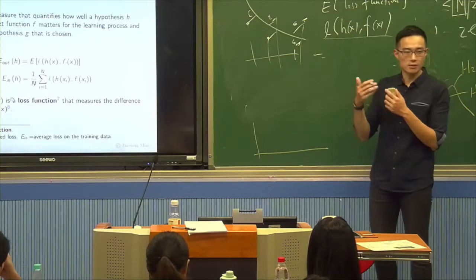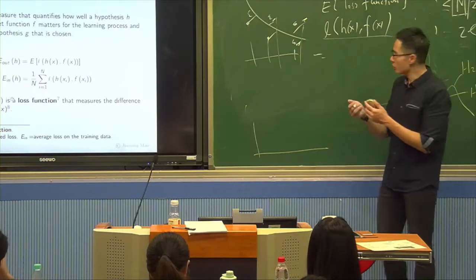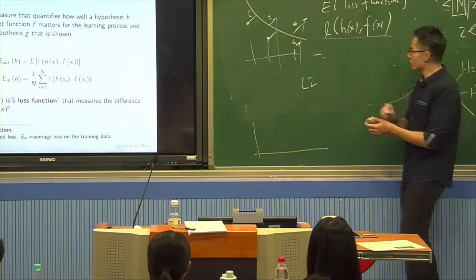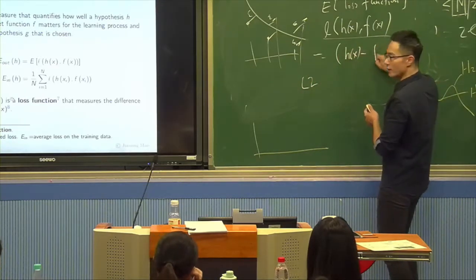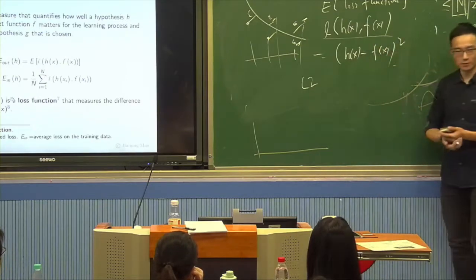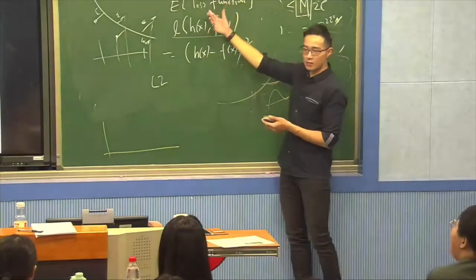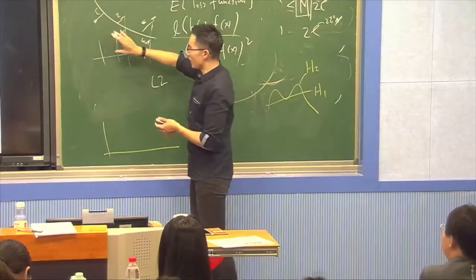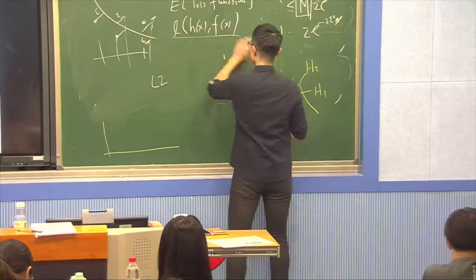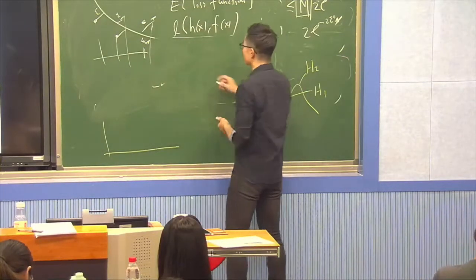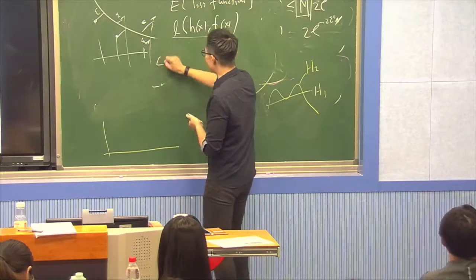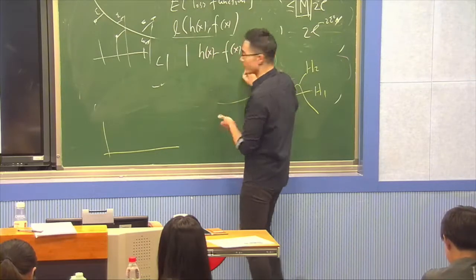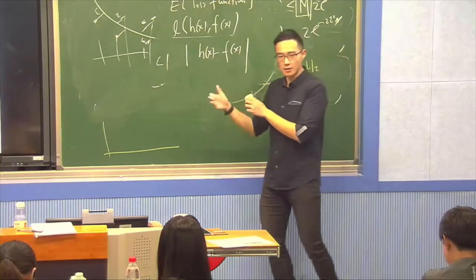It turns out that we have many different loss functions we can define. One of the loss functions I already talked about is the L2 loss. What is the L2 loss? h(x) minus f(x), squared. Then you take the expectation, and that gives you the error function. Actually, let me say another thing. What is the L1 loss? The absolute value of h(x) minus f(x). So this is the idea of a loss function.